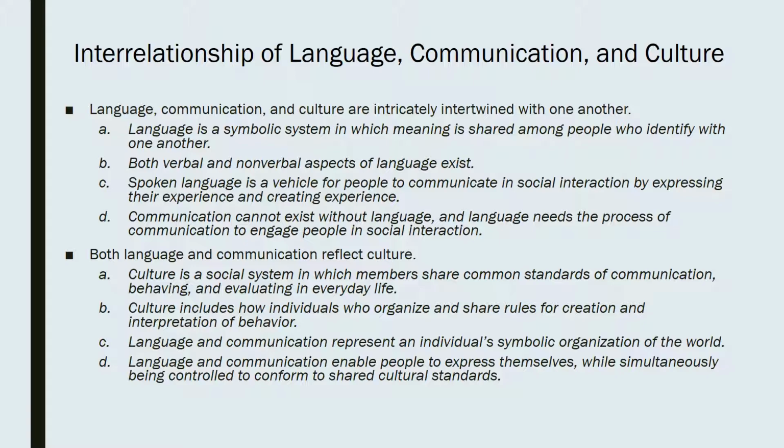Language and communication represent an individual's symbolic organization of the world. And language and communication enable people to express themselves while simultaneously being controlled to conform to shared cultural standards.